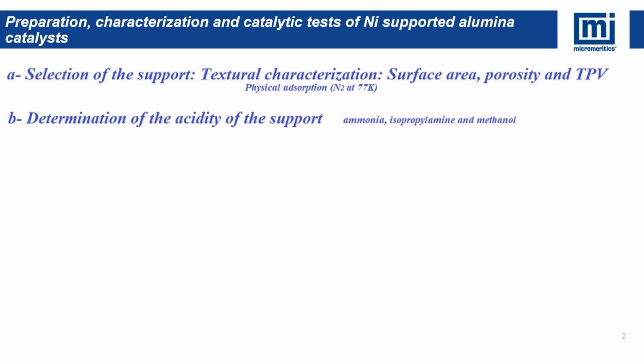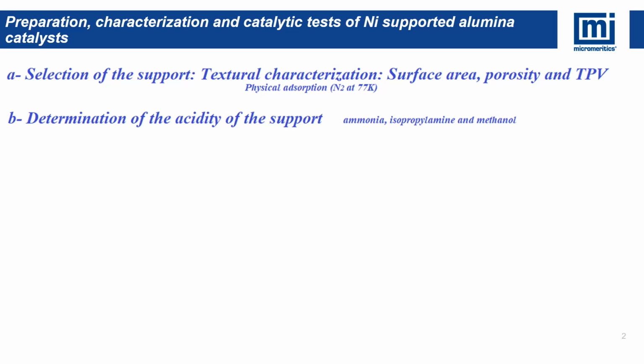The next step is the determination of the acidity of the support. It is important to know if your support has acid sites, because in many cases, the acid sites also can act as active sites. So in order to measure the acidity of the support, we can use ammonia. If you would like to determine the total acidity of your support, use ammonia, because ammonia is a base molecule and a very small molecule that can diffuse into all kinds of pores, the small pores and large pores.